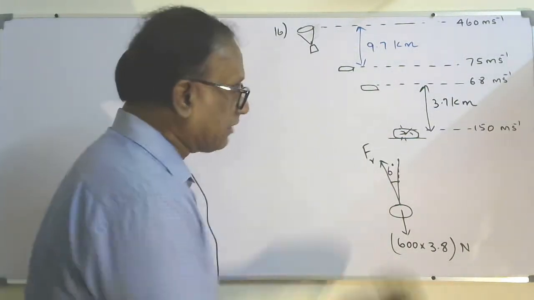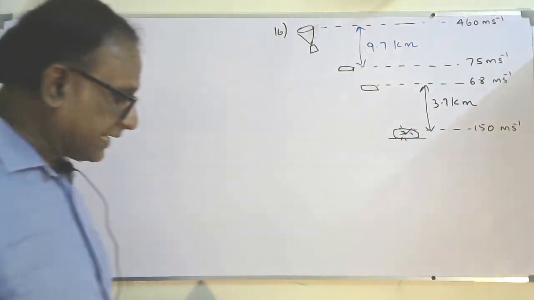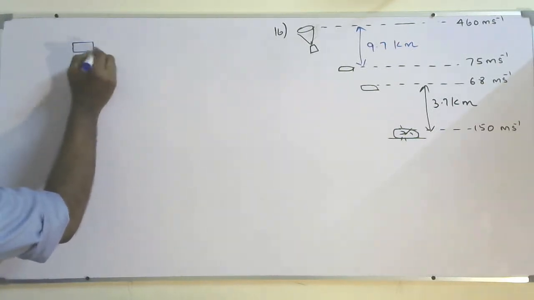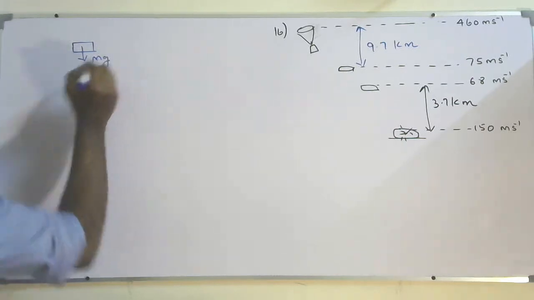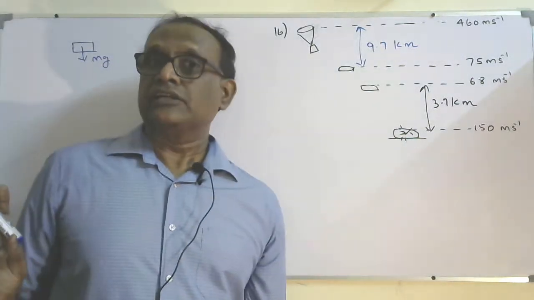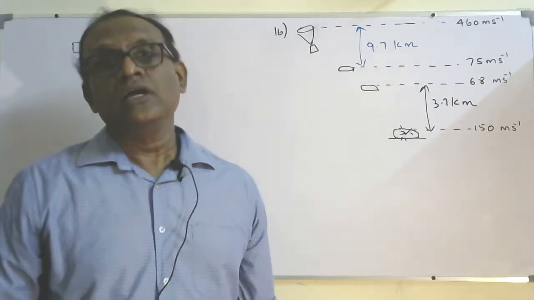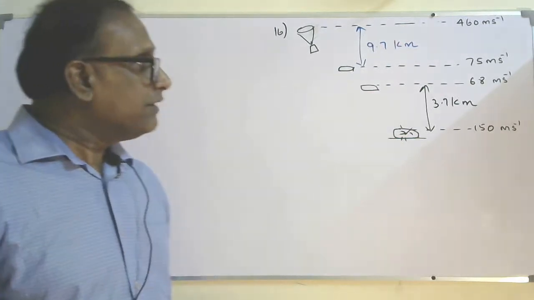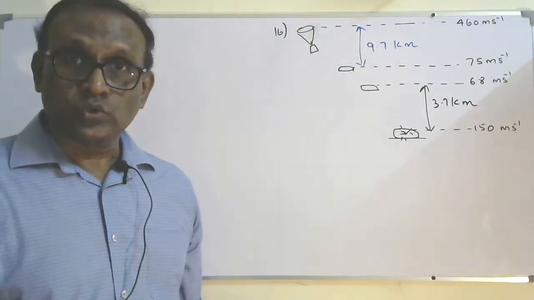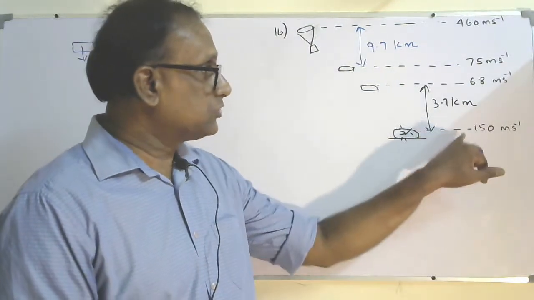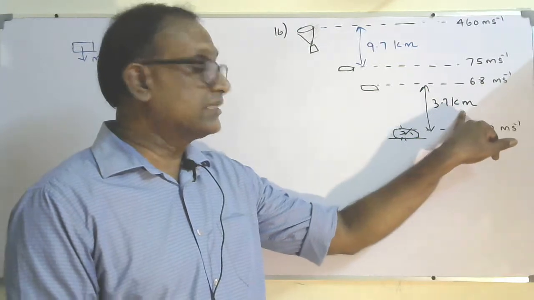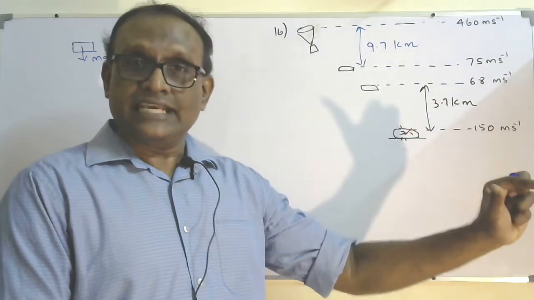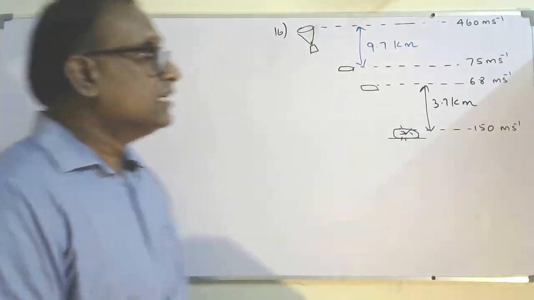So if the only force acting on it is the weight, then what will happen? If this is the probe and the only force acting is the weight, no drag force, nothing, then it will be under free fall. So the acceleration will be equal to the gravitational acceleration, that should be equal to 3.8 meters per second squared. So we will use the equation v squared equals u squared plus 2as for the motion from this position to this position when it falls through 3.7 kilometers. We'll find its acceleration and check whether that acceleration a is equal to the gravitational field strength, right?